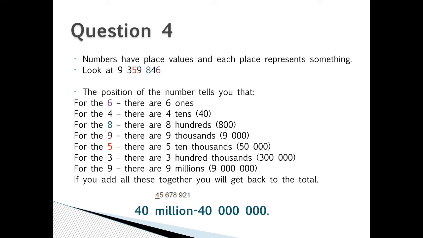For the 6, there are 6 ones. For the 4, there are 4 tens. For the 8, there are 8 hundreds. For the 9, there are 9 thousands. For 5, there are 5 ten thousands. For 3, there are 3 hundred thousands. For 9, there are 9 millions. If you add these together, you will go back to the total.